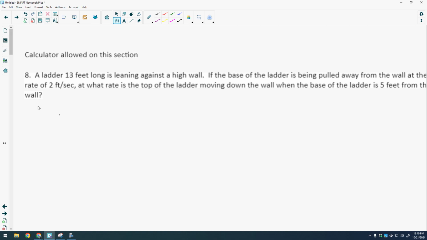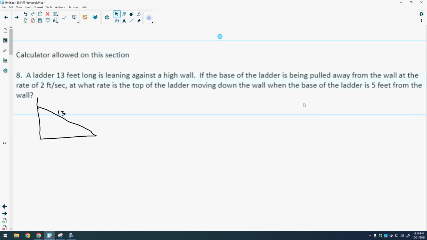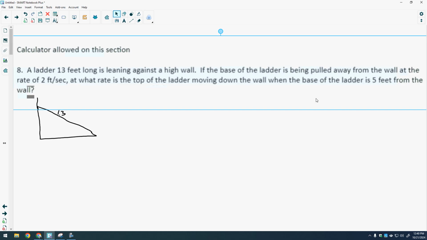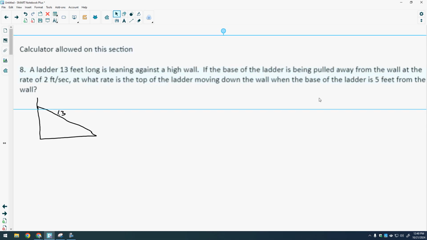All right, I like pictures. We have a 13-foot ladder leaning against a wall. So here's my little picture. That wall extends up further. This is a 13-foot ladder leaning against the wall. The base of the ladder is being pulled away from the wall at a rate of, oh, my picture didn't fit on here. Let me grab that and shrink it. Oh, I didn't cut it all off. Maybe I did. Maybe we're good. Okay.